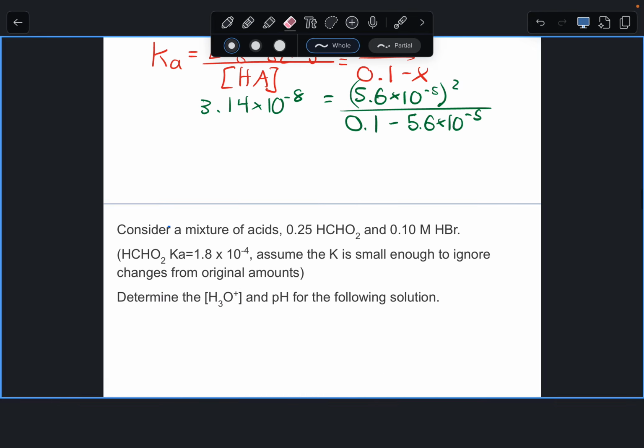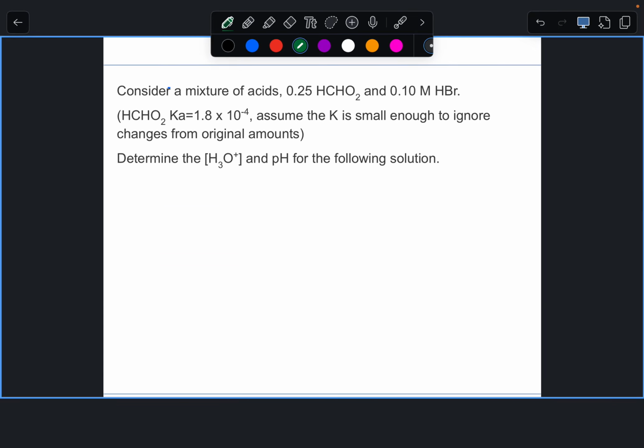Okay, so combination of acids. Let me just say, and if I need to clarify this with the other classes, I will. But when you have a combination of acids, the strongest, not a strong one necessarily, but the strongest one will dominate. So the acid with the largest K is the only one that matters.